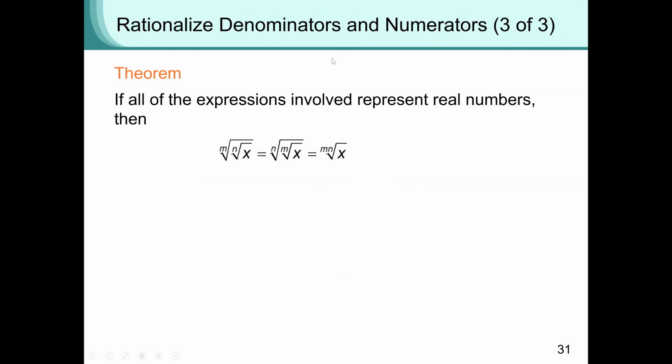So we rationalize denominators and numerators. The theory is that if it's the denominator, remove the radical sign; if it's the numerator, remove the radical sign. Now, when we have a question whereby we have a root inside another root, all we need to do is multiply the roots. So the n-th root of the m-th root of x is the same as the (m times n)-th root of x.